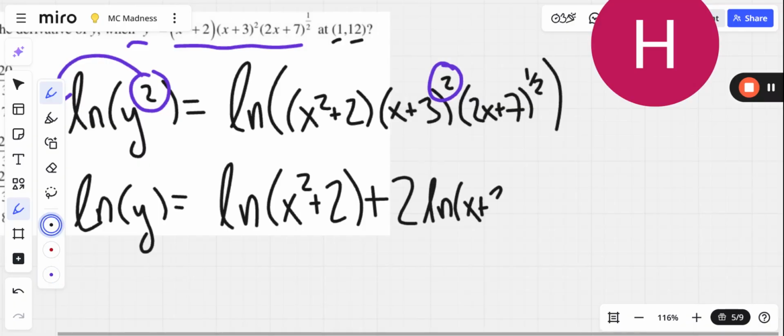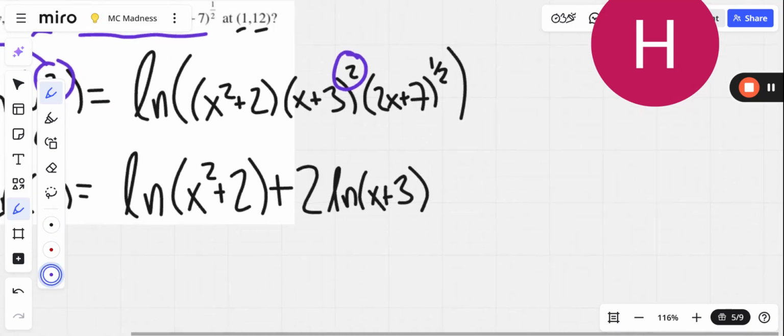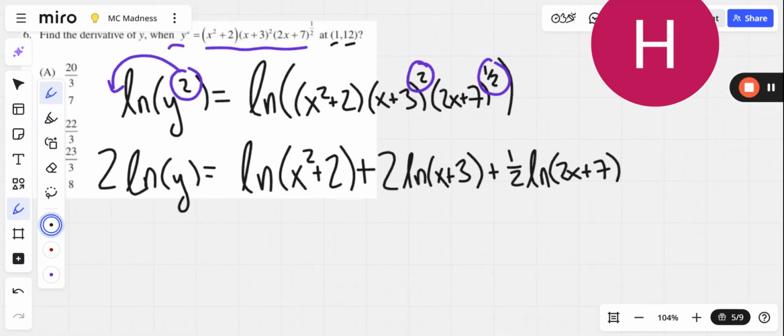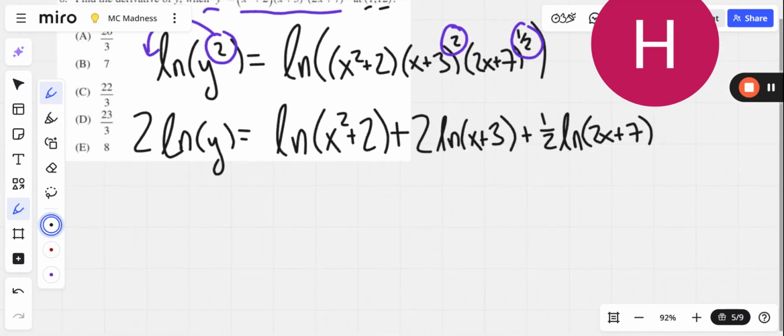And I think you can immediately see how easy this is going to be. We're going to have plus 1/2 ln of 2x plus 7. Yes, this is going to be quite simple now. We can just take a derivative of both sides. Be careful here because you get 2 over y times dy dx.